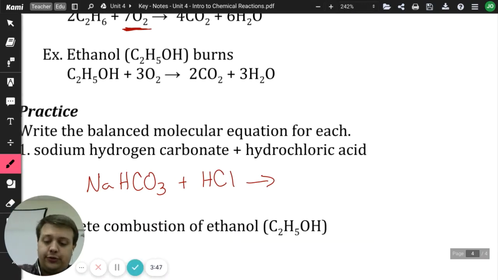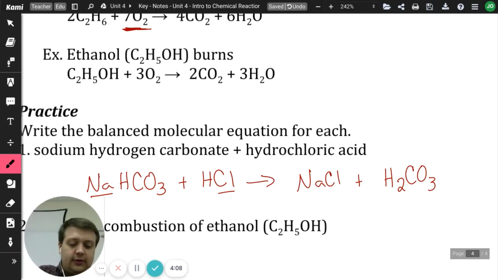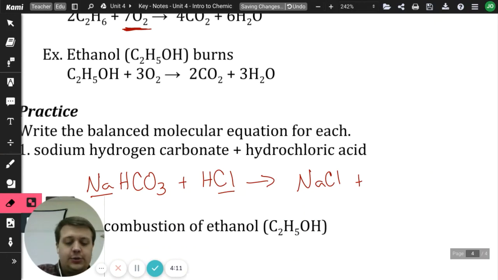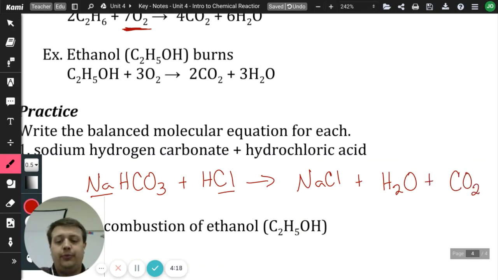Okay, so let's take a look at this. So this is going to produce, so we swap partners. So sodium is going to pair up with chlorine. And then we would combine everything else. So H2CO3. But wait, H2CO3 is carbonic acid, right? So we've got to remember that it breaks down further. So this should be, instead of H2CO3, it should be H2O plus CO2. Okay, so then that would be my decomposition reaction.